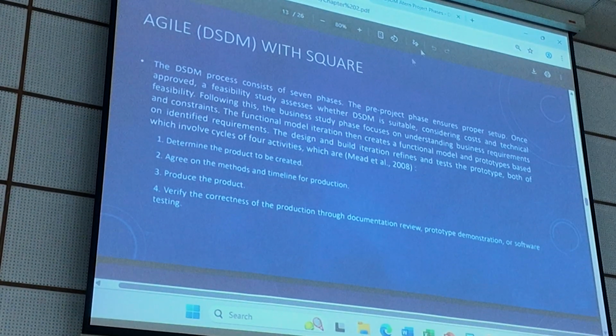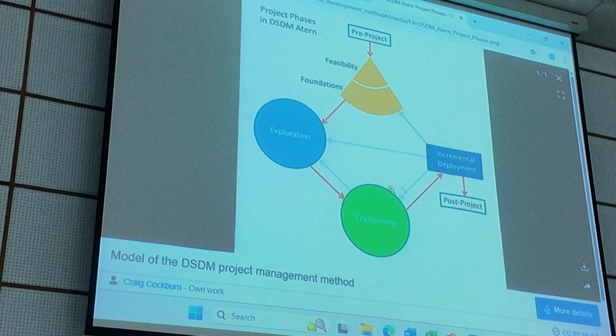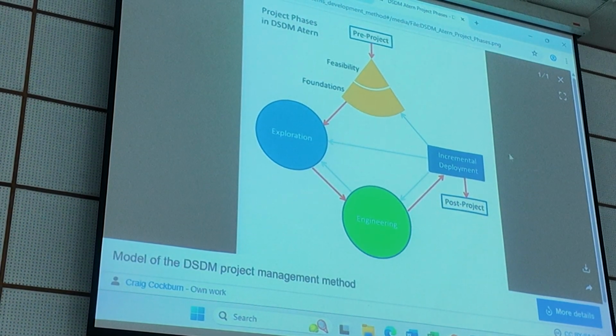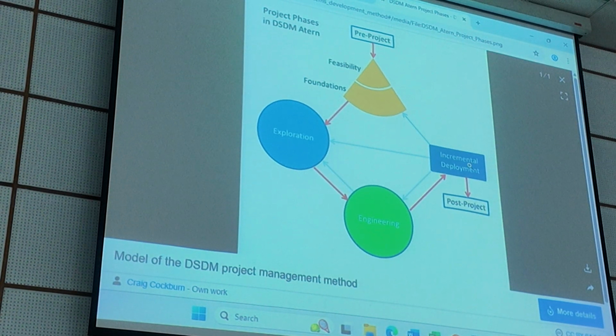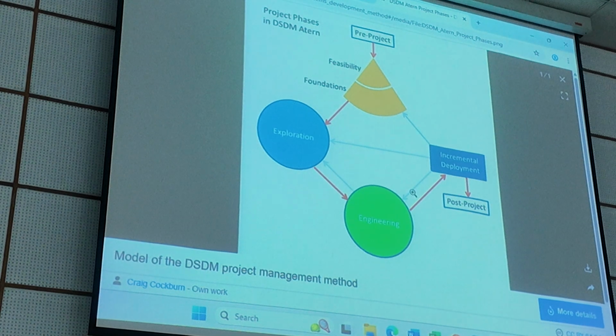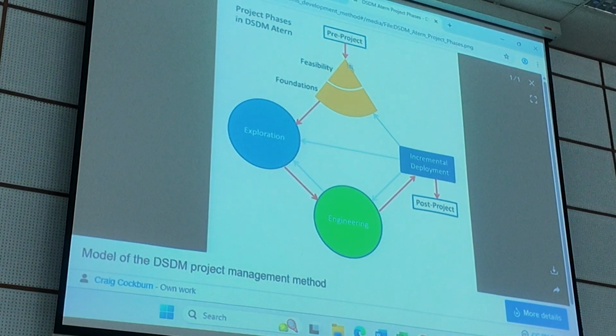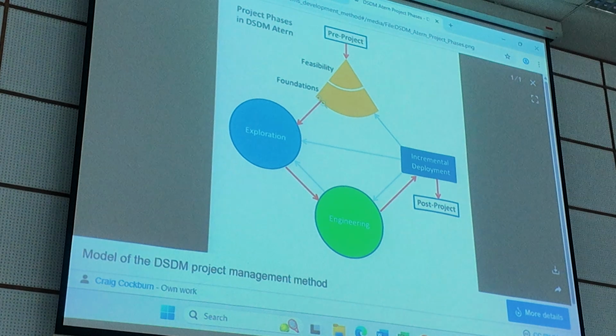Now you can see that I use Wikipedia. This is the SDM as an example. Okay, in short, this here does not have 7 stages, right? But then it's okay. So the pre-project has feasibility and foundation.